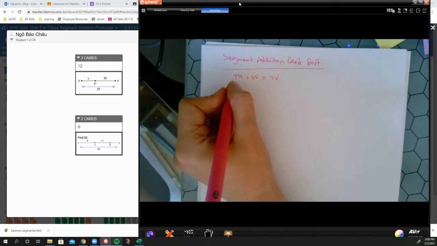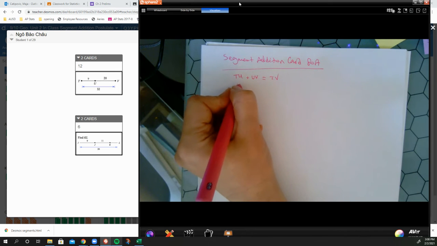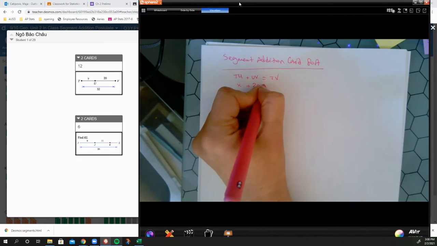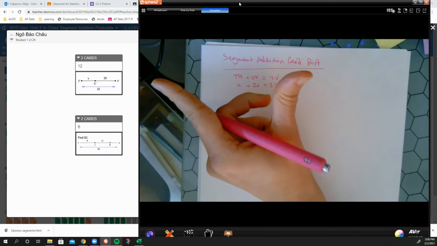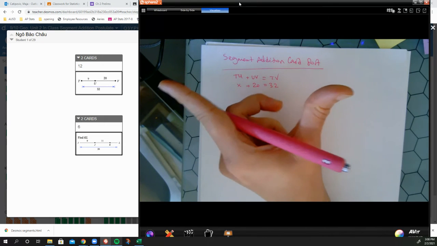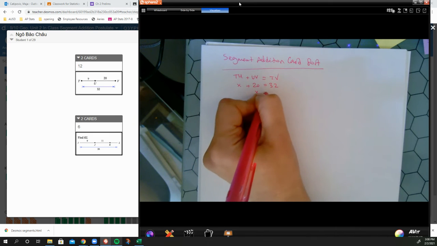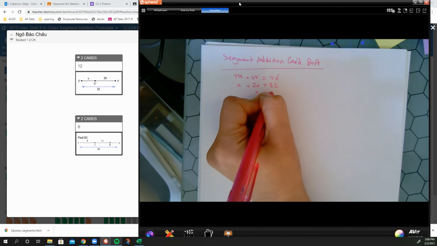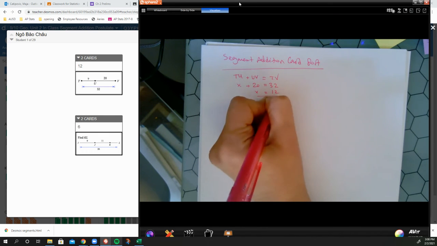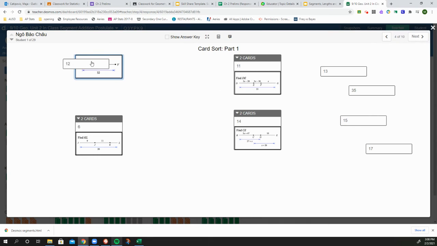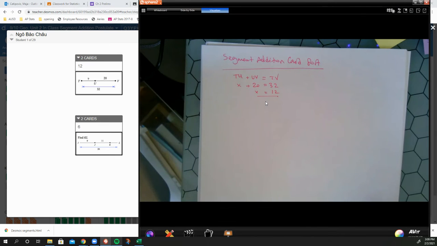So I'm going to substitute. TU is missing, we put the x here, or whatever letter you want. UV is 20 and TV is 32. So the arrows on that segment pointing that way are telling you to go all the way from this endpoint to this endpoint. So solve for x, solve for TV, we're going to subtract 20. So 32 minus 20 is 12. Okay, so then you grab the 12 card and stack it on top of this one to match it. Okay. So that's the first one.